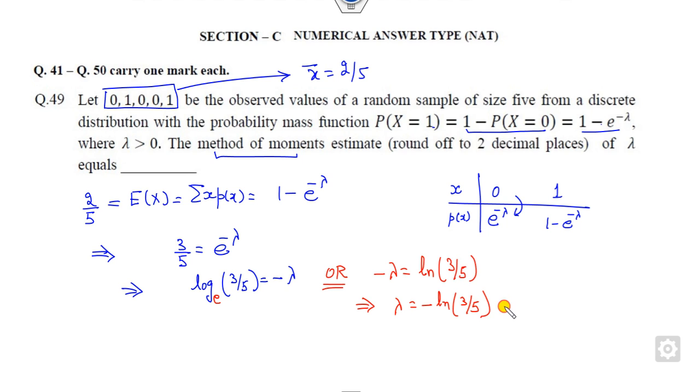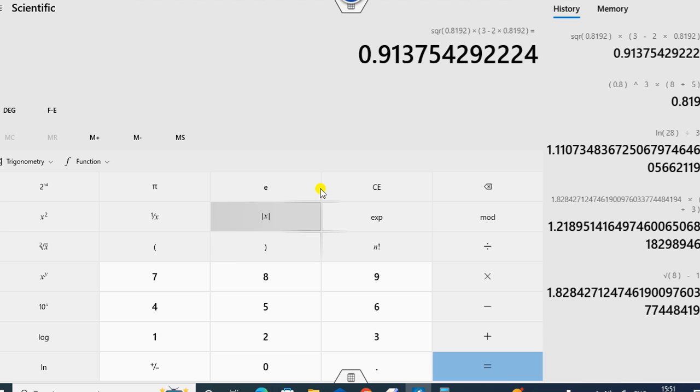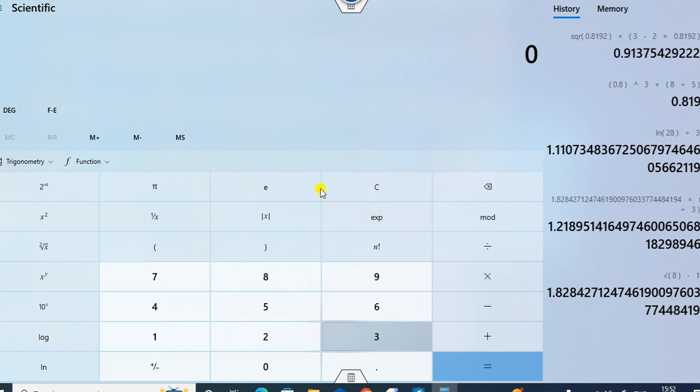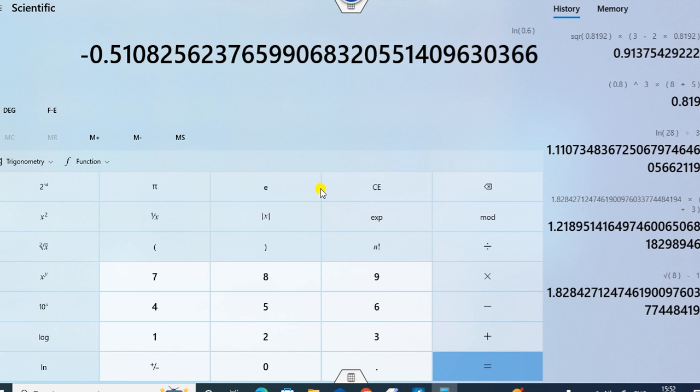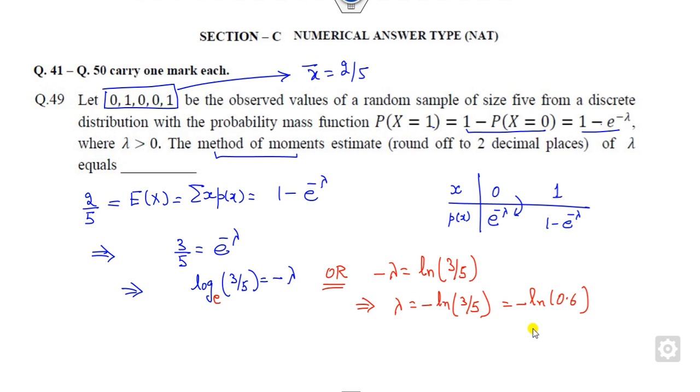So 3/5 means that is 0.6. So I can compute the value as minus ln of 0.6. So this is 0.5108. So the right answer of this is 0.51. So we need two decimal places. So 0.51 is the right answer.